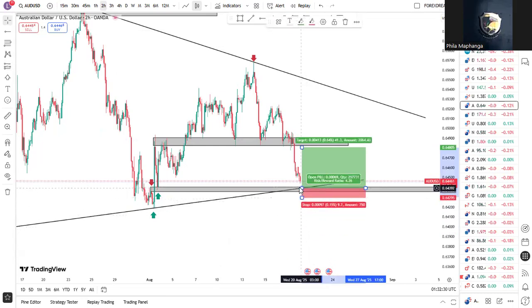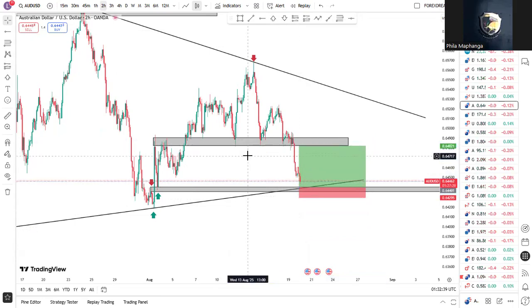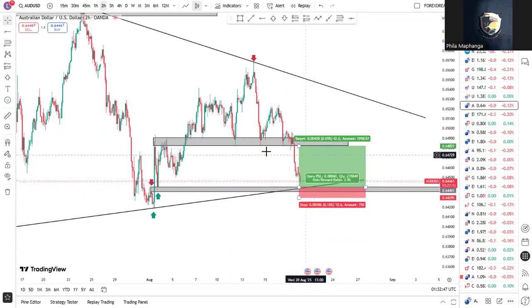This is your entry. I'm on the 2-hour chart right now. This is your stop loss, and then your exit will be on that break of structure. Your trade is balancing. Looking at the stop loss, looking at the profit. Now, how do you determine that this is where you're supposed to exit my trade?